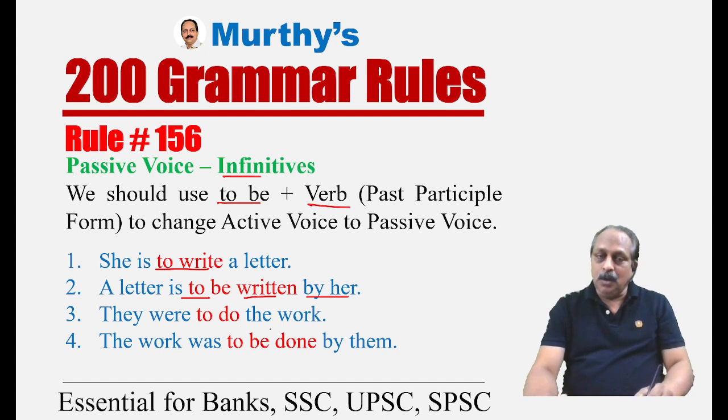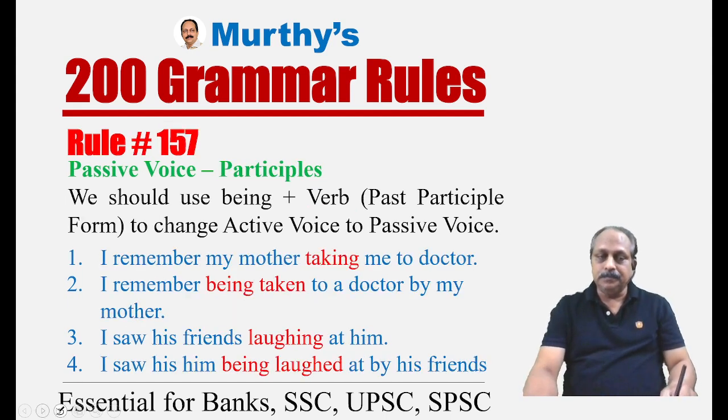They were to do the work. The work was. If the verb is in past, you have to use past. The work was, here plural were, here singular was. The work was to be done, to be plus verb past participle form. Do, did, done. The work was to be done by them. An important pattern. Rule number 157.